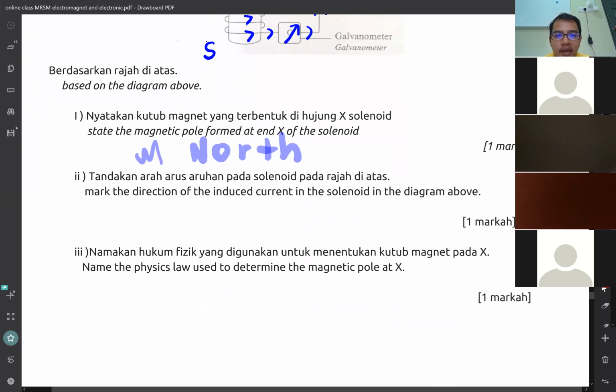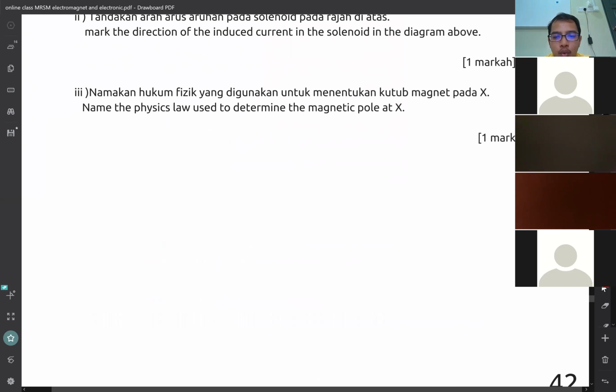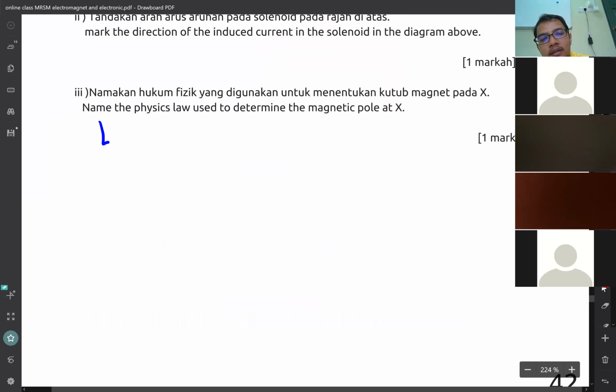So last one, name the physics law used to determine the magnetic pole at X. What law? Lenz's law. Good. Thank you, everybody.